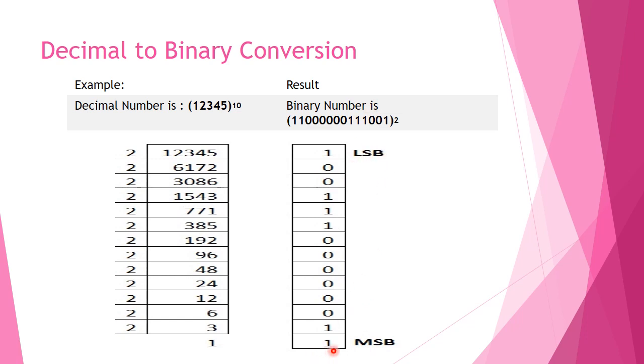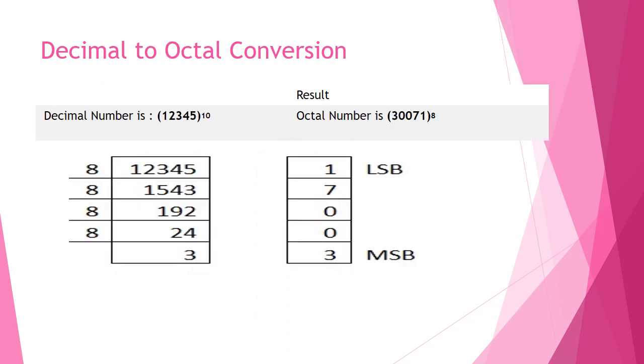So how will you write now? 1 1 0 0 0 0 0 0 1 1 1 0 0 1. And since this is a binary number, you will give the base 2. So I hope you have understood decimal to binary conversion.